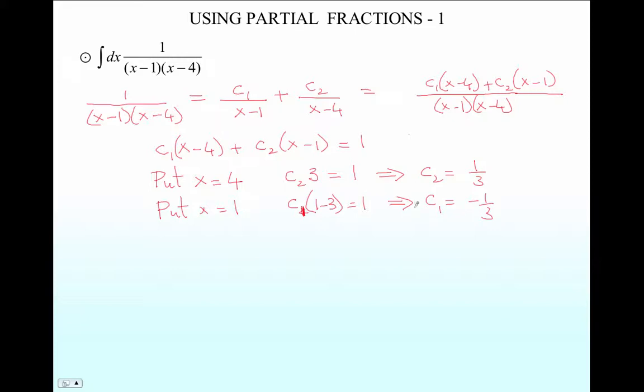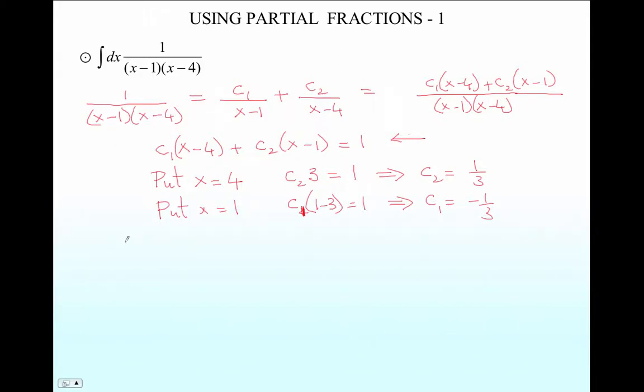Now the important thing is that if we look at this expression over here, it has to hold for every value of x. And in particular, it will hold for x equal to 1 and x equal to 4. Of course, it will also hold for x equal to 0 and x equal to 23 or whatever. But we have made use of the fact that for certain values of x, we'll get a convenient relationship. And that's how we got C1 and C2.